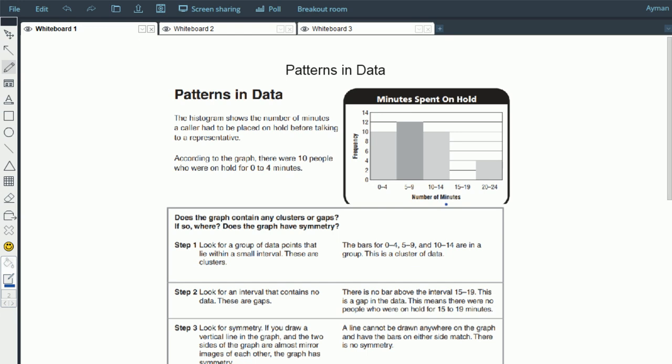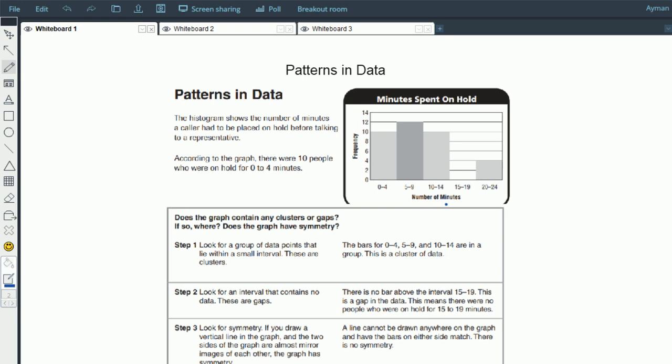Gaps mean no data. The gap is between 15 to 19. Excellent, Muhammad Adail. I'm asking about gaps, and Muhammad Adail said the gap is between 15 to 19. Thank you, Nasser. Awesome. Then we will continue.